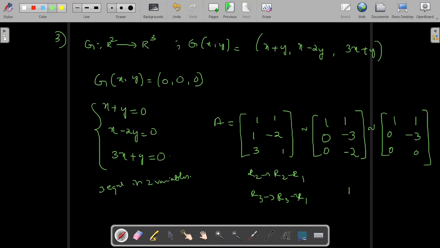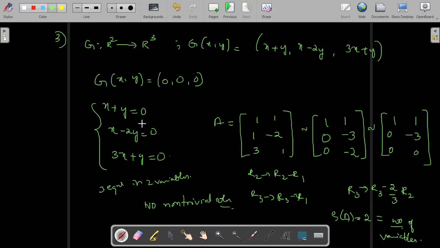Apply the operation R3 changes to R3 minus 2 by 3 into R2. So that 3 cancels, and minus 2 plus 2 becomes 0. So what is the rank of this matrix? It is equal to 2. The number of variables is also equal to 2. Hence, do you have a non-trivial solution? No, there is no non-trivial solution for this.